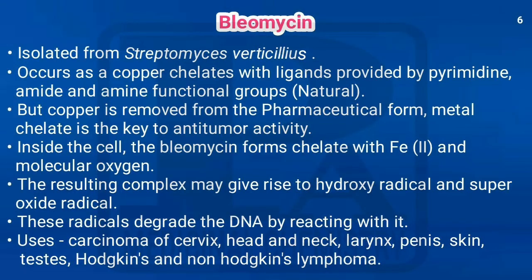This bleomycin is isolated from Streptomyces verticillus. It occurs as copper chelates with the ligands, and that will be provided by pyrimidine, amide or amine functional groups. This is for natural bleomycin. Here the copper is removed from the pharmaceutical form, but this metal chelate is the key to anti-tumor activity. Inside the cell, this bleomycin forms a chelate with Fe2+ and molecular oxygen, and we are getting one complex that gives rise to hydroxy radical and superoxide radical. These radicals degrade the DNA by reacting with it.